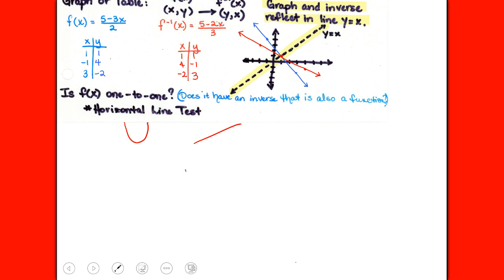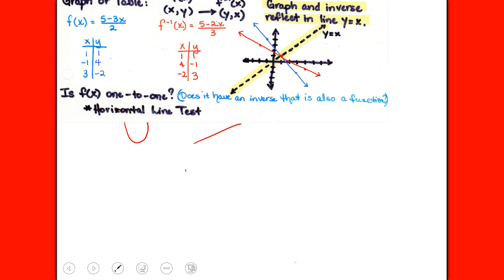All right, the next thing that they talk to us about is one-to-one functions. A function is one-to-one if, first off, of course, it has to be a function in order for it to be a one-to-one function. So it's a function, and it has an inverse that is also a function. A function's one-to-one if it's a function, and it has an inverse that is also a function.